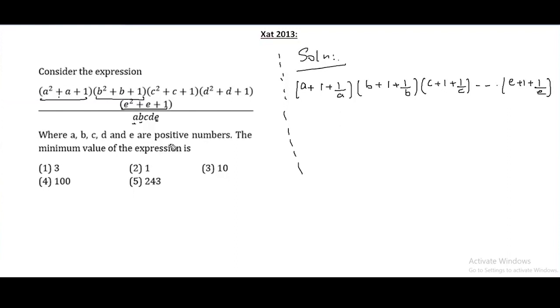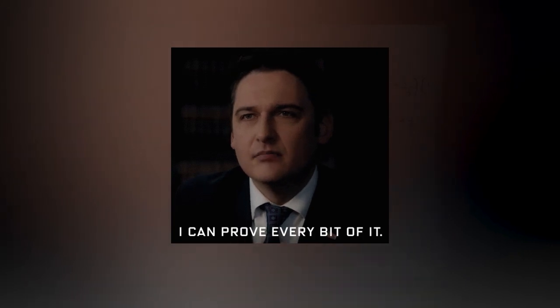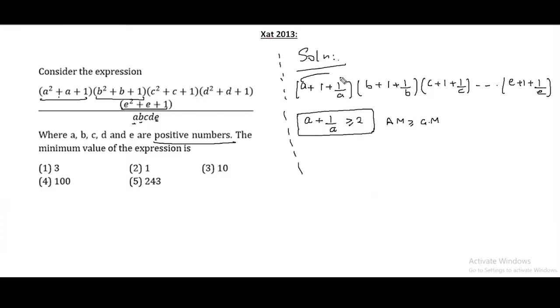As it is given that they are positive numbers, we know that for any number and its reciprocal, the minimum value of the sum is 2. A number and its reciprocal, the sum of these two values is greater than or equal to 2, with the help of AM and GM. We can prove it also. So the minimum value of this part is 2, 2 plus 1, it's 3. And similarly for all, 2 plus 1 is 3. So all the brackets have minimum value 3.